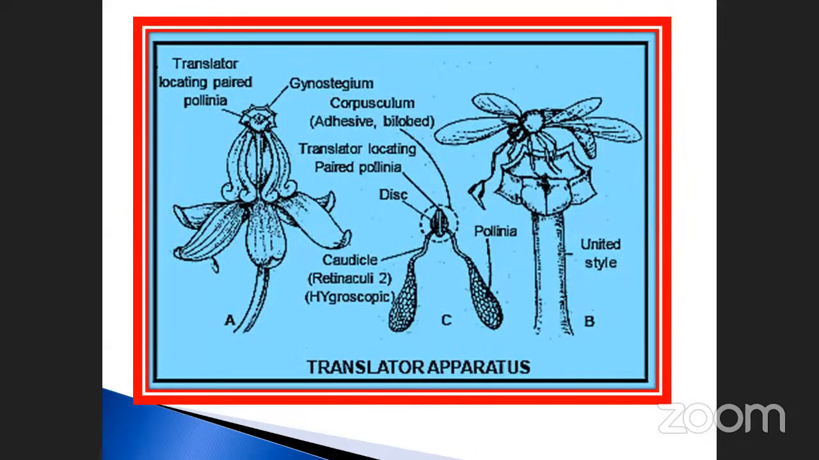It is also otherwise called what? You know, the pollinia is also otherwise called, just listen here, a translator apparatus.